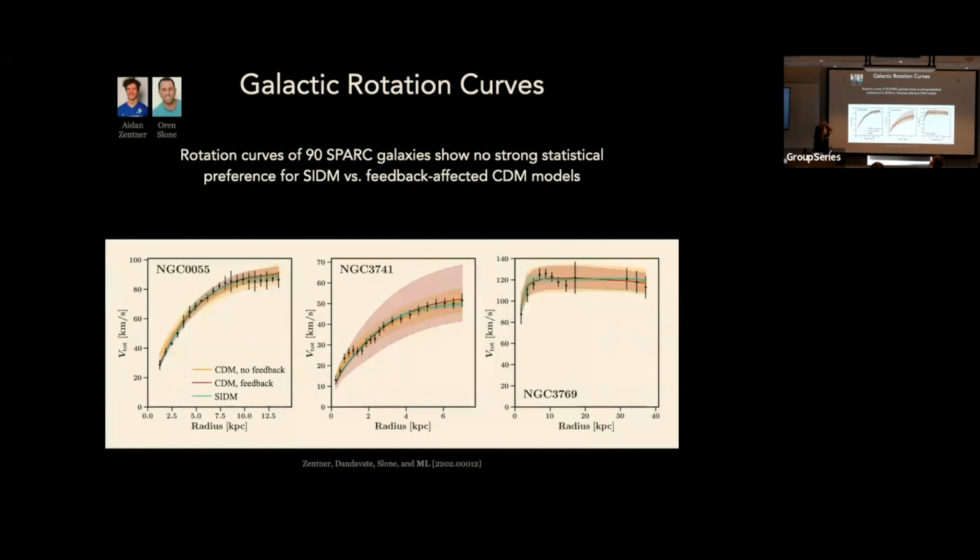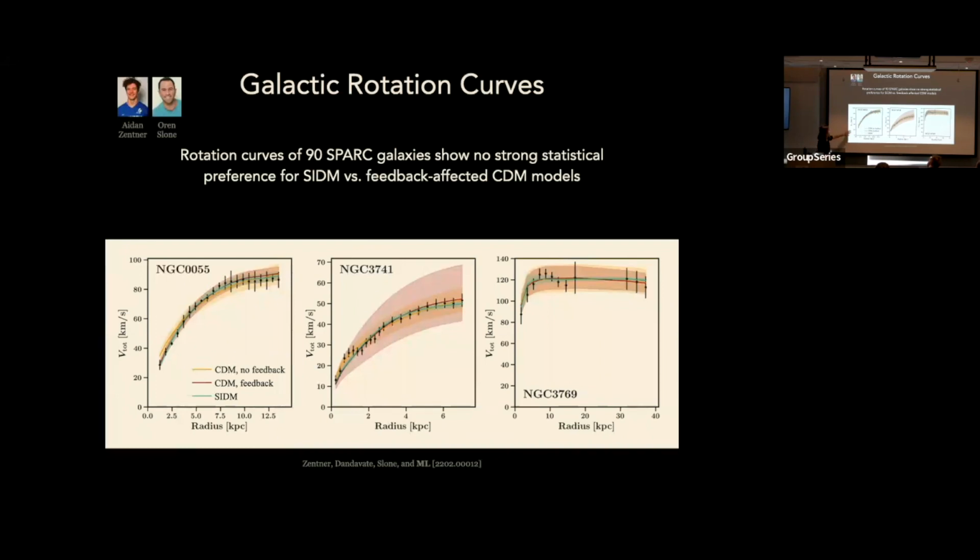What Aiden did was look at the rotation curves from 90 galaxies and fit them to cold dark matter models with feedback, without feedback, and also SIDM, and did a full Bayesian comparison to ask, is there a model preference for one versus the other? And what he found was that there was no model preference. In some sense, with the data, either one looked like it was a good enough fit.